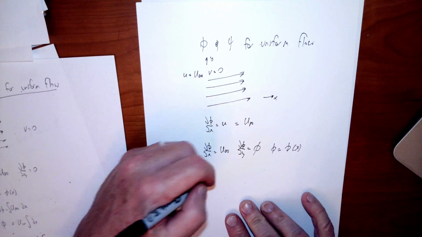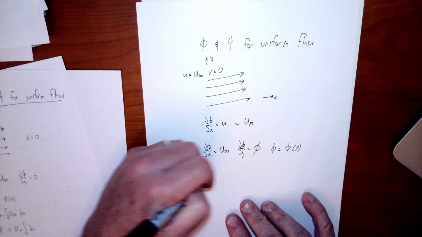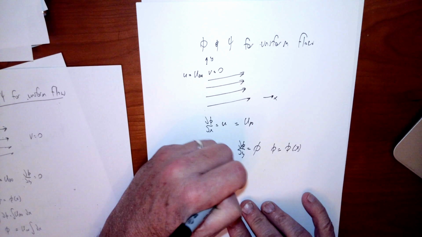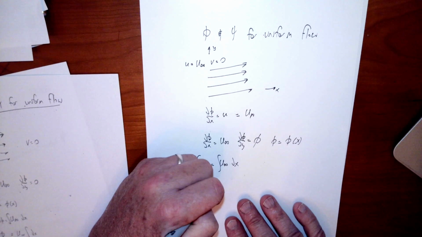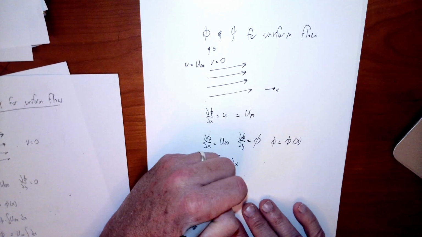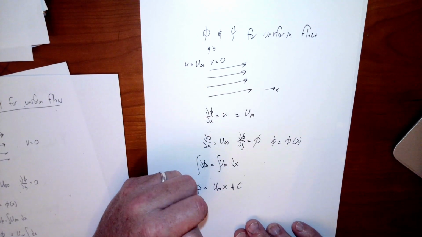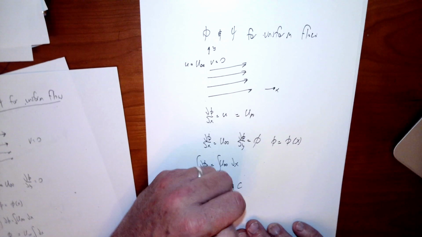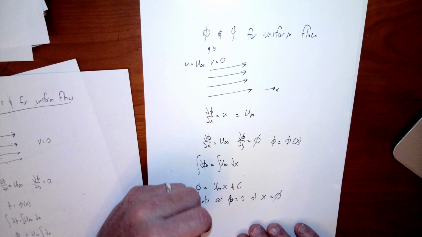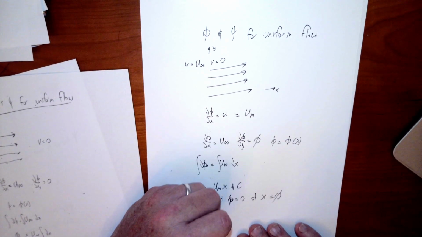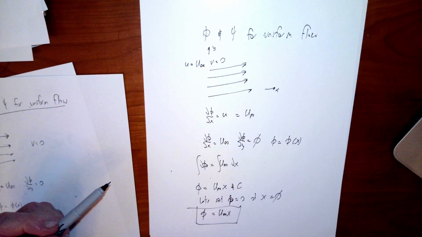So we can go ahead and integrate this partial differential equation, first order. d phi is equal to U infinity times dx, and we can take the integral of both sides of that, and we get phi is equal to U infinity times x plus some constant of integration. Let's set phi equals 0 at x equals 0. That's just the simplest thing to do. And so you end up with a final function, phi equals U infinity x.